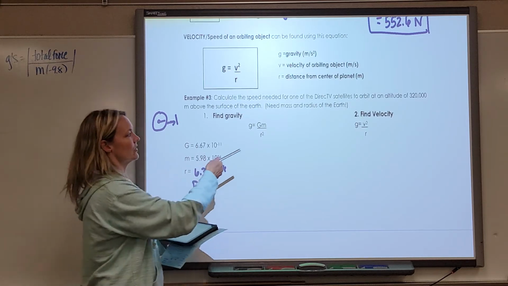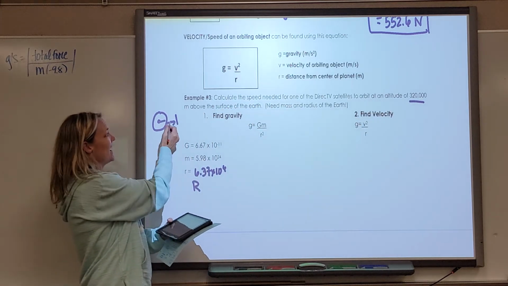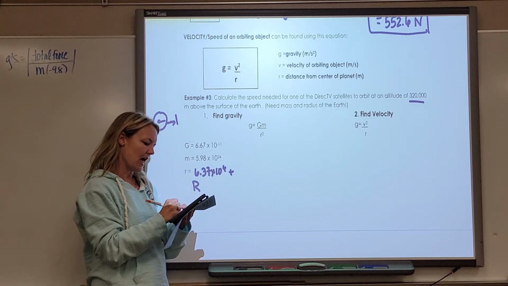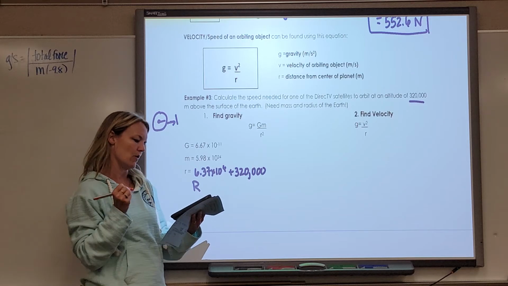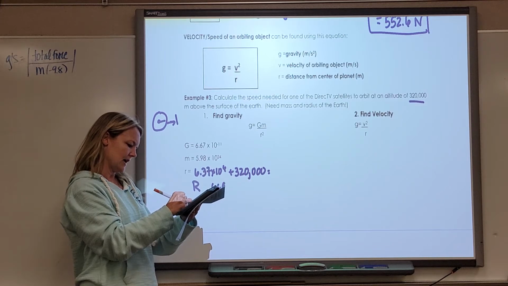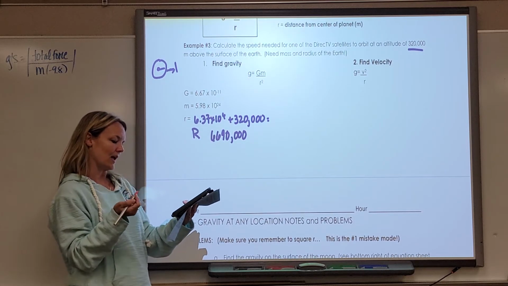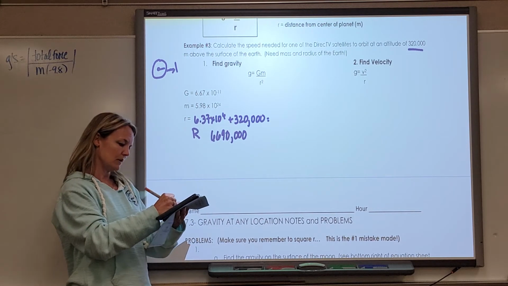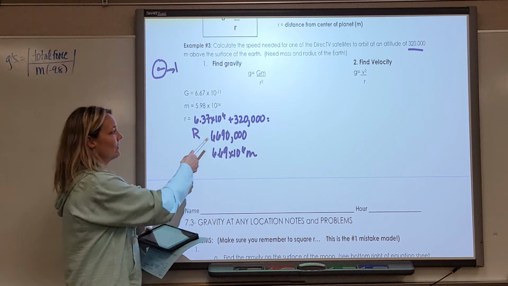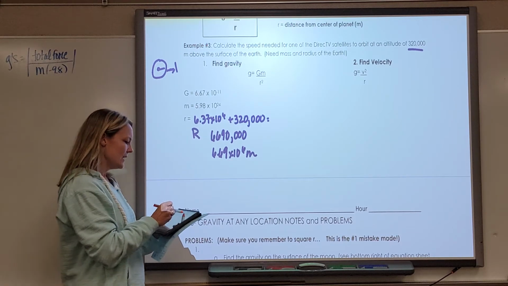I am an additional 320,000 meters above that. So that is this piece. I need to add it to this piece to get my total R. So I'm going to add 320,000. And when I add those two together, I get 6,690,000. Or sometimes your calculator spits it back at you in exponent form. It would be 6.69 times 10 to the 6th meters. Either one is fine. I find it easier to type it in that way because then you don't have to use parentheses.